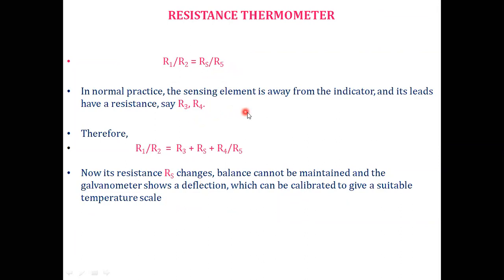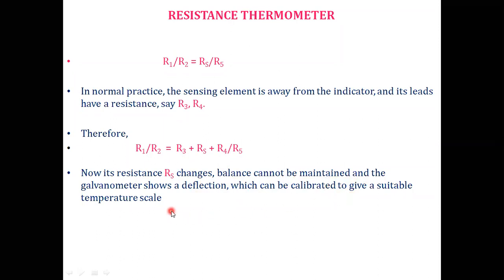In normal practice, the sensing element is away from the indicator, and its leads have a resistance, say R3 and R4, also given here. Therefore, those resistances are in series with the sensing element, so the relationship becomes R1 by R2 is equal to R3 plus RS plus R4 by R5. Now its resistance RS changes here. Hence, the bridge balance cannot be maintained, and the galvanometer shows a deflection, which can be calibrated to give a suitable temperature scale.